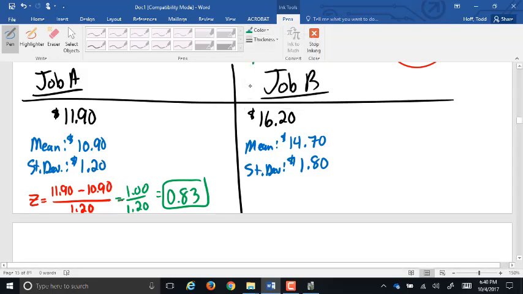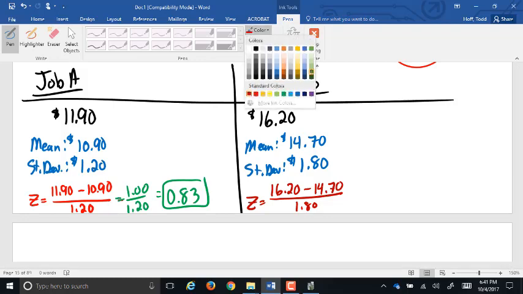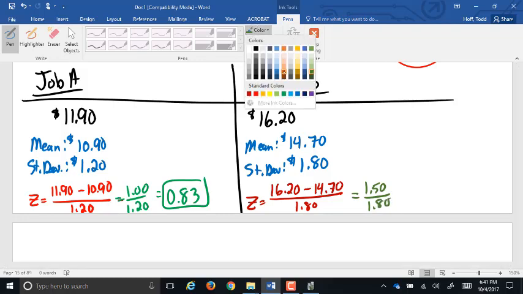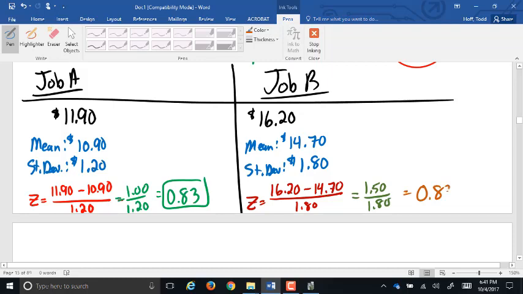Let's look at job B. Where do we start? 16.20 minus 14.70 over 1.80. So we subtract 16.20 minus 14.70, which is $1.50, over $1.80. They're exactly equivalent job offers.